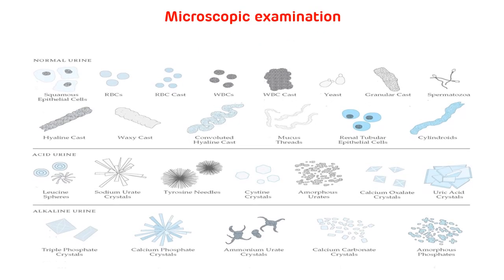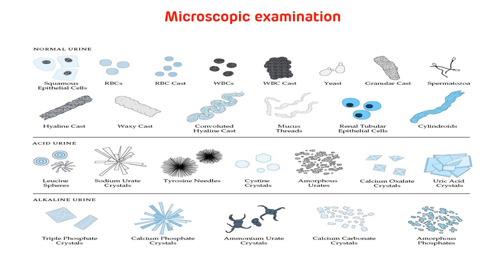Now microscopic examination. So this is the picture showing the various abnormal cells, casts and crystals in microscopic examination done from the urine sediments after centrifugation. So these are the various casts that you can see in the microscopic examination of urine, that is granular cast, hyaline cast, waxy cast, convoluted hyaline cast.